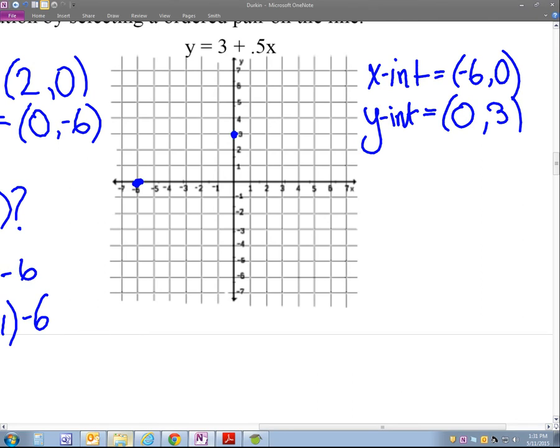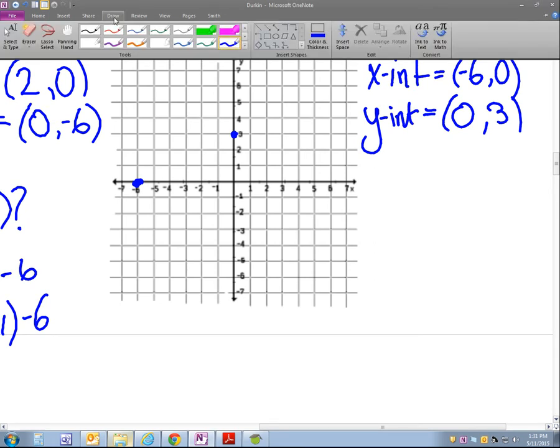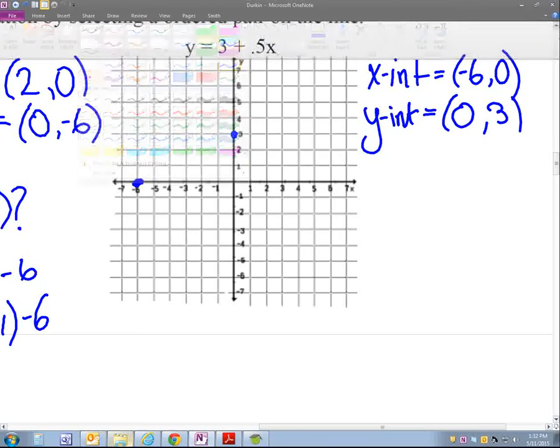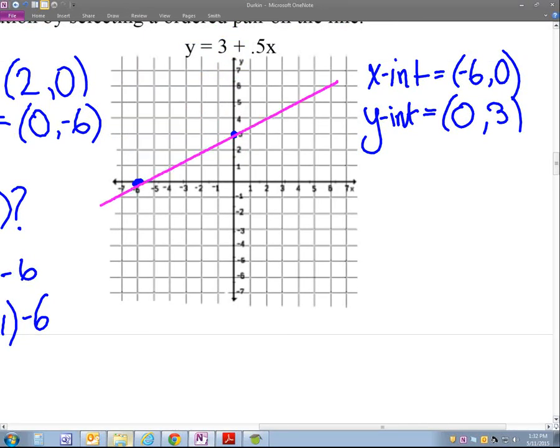I know that my slope is positive because it's going from bottom left to upper right. Let's go pretty in pink. I can do a better job than that. There. Draw. So what point are we going to test to see if it goes through there?